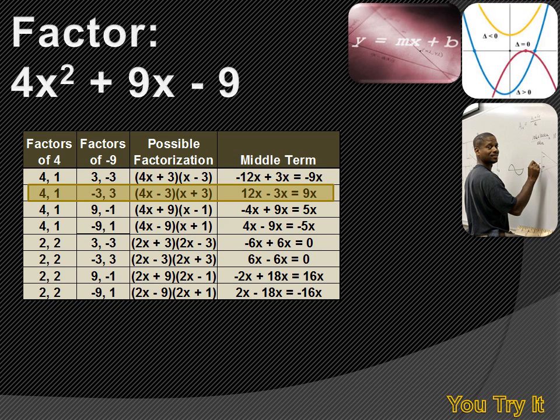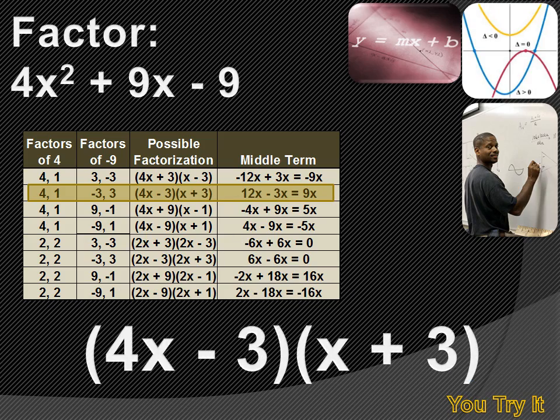And remember, once you come up with the right answer, you don't have to try all the other combinations. You can stop right there because you've got the solution. It's 4x minus 3 times x plus 3.